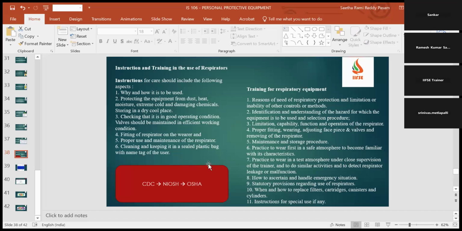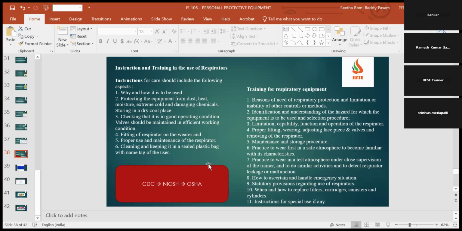And statutory provisions regarding the use of respirators. So statutory provisions, in the sense, in the Factories Act we have, any person who is willfully damaging the things which are provided for people's health and safety will be punishable up to, I think, 500 rupees, or some of these things, they can go to jail for up to 3 months. I'm not able to recall exactly.